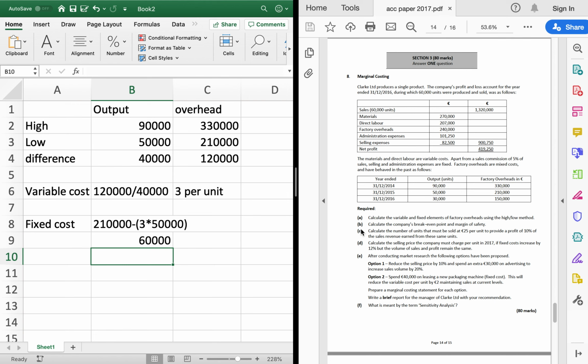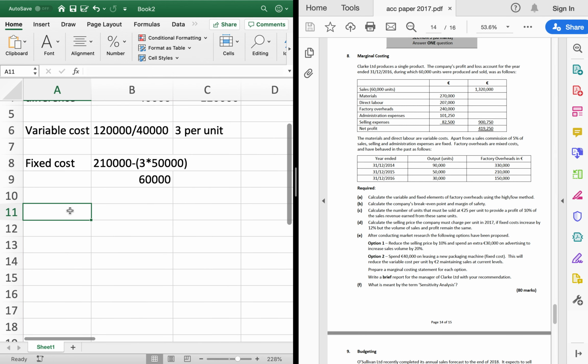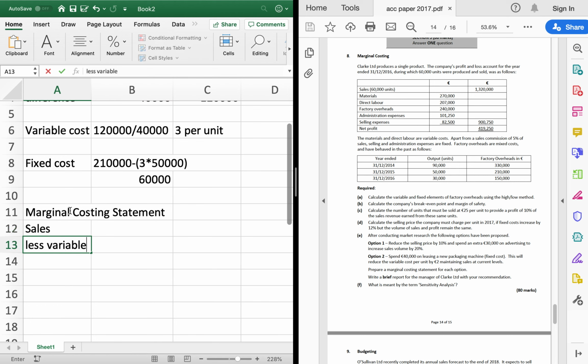Part B, calculate the company's break-even point. So break-even point is fixed costs over contribution per unit. So to find all that out, you have to do a marginal costing statement. So that's our working basically. So we'll do our marginal costing statement. So marginal costing statement is sales less variable costs equals contribution.